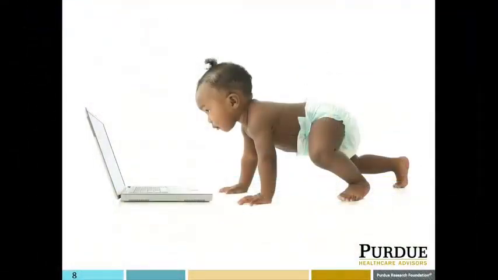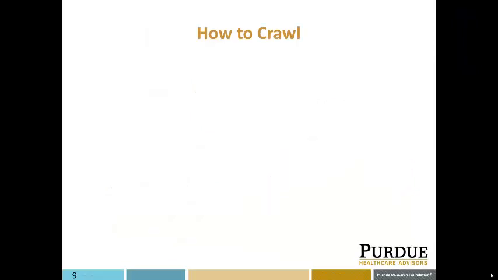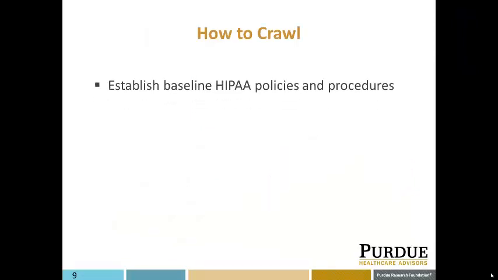Now that you've learned a little about the basics of the privacy and security requirements, let's get into the first stage. Let's learn to crawl. Crawling requires 5 components, and I don't want to imply that any of these things are easy to do, but once they're in place, it does make it easier to mature to the next stage. The first item is to establish baseline privacy and security policies, right?